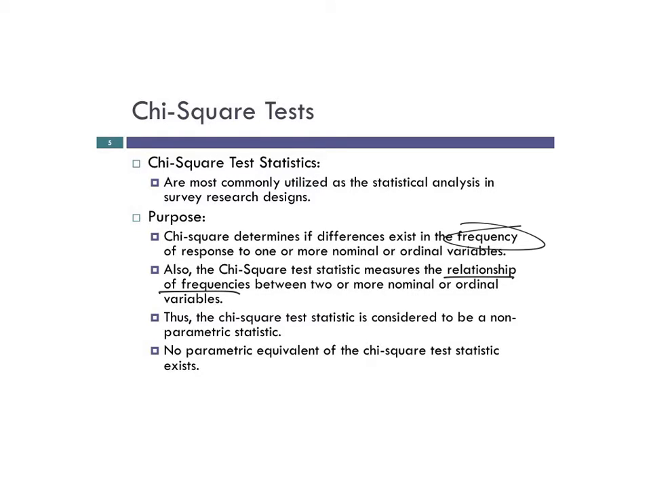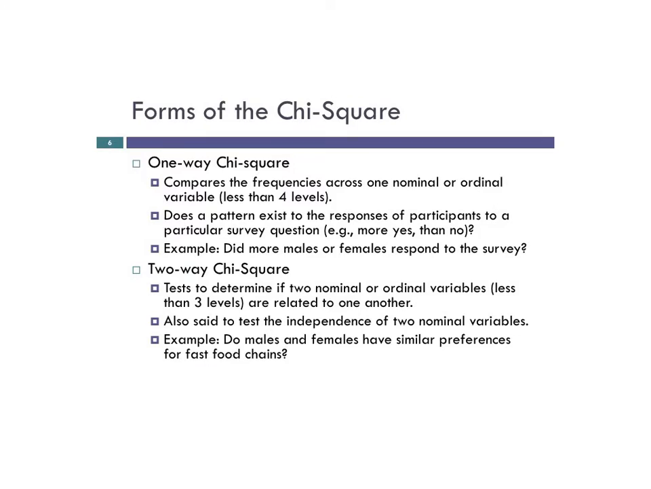There is no parametric equivalent of chi-square. You'll see throughout the semester most of the non-parametrics I'll introduce to you are equivalents of a parametric statistic, but there is no parametric equivalent for this.